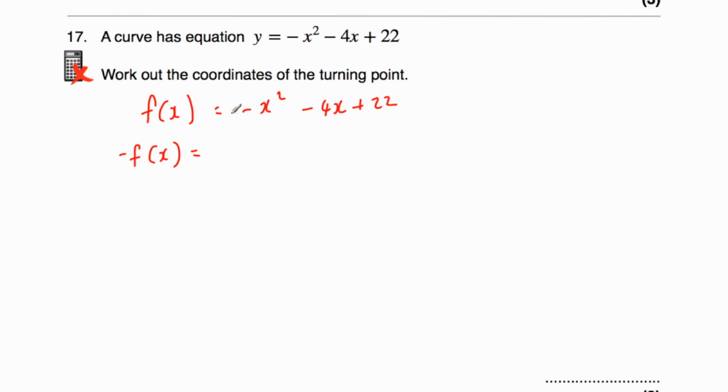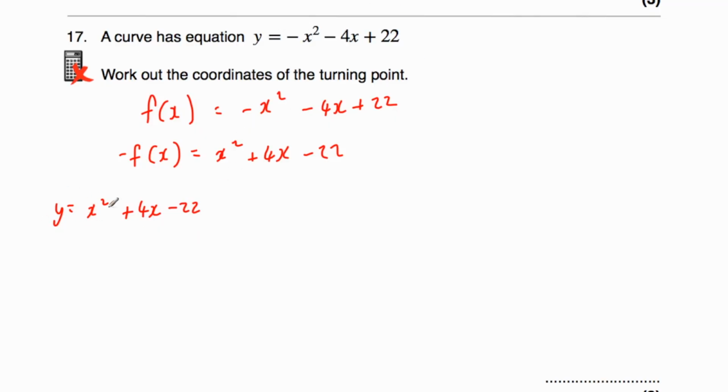So that's what you get whenever you multiply all of this by negative 1, or you change all the signs. So that'll be x squared plus 4x minus 22. And what I'm going to do is find the coordinates of the minimum point of this quadratic, y equals x squared plus 4x minus 22. And whenever I find the coordinates of that minimum point, then I can find out what the coordinates of this maximum point would be.